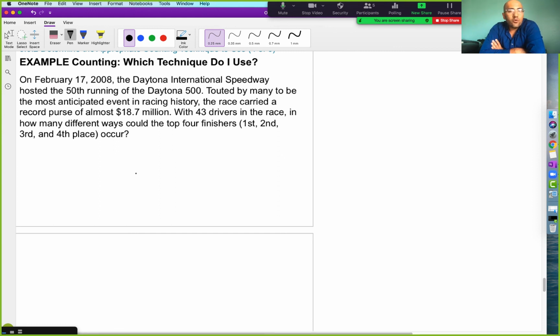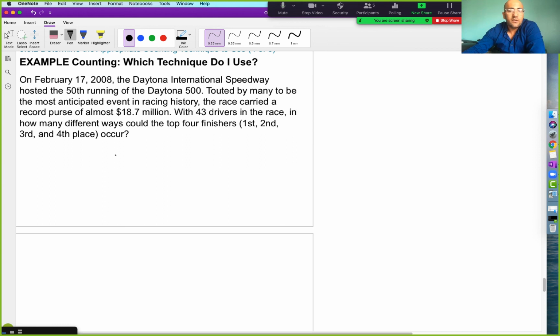Okay, so we have a pool of 43 different drivers. All 43 of them could win number one, right? All 43 of them could be number 2 or number 3 or number 4, right? So we have a pool of 43. From those, we're going to choose 4 of them, and the order matters. The same person can't be repeated, right? The same driver that wins second place can't also win fourth place.